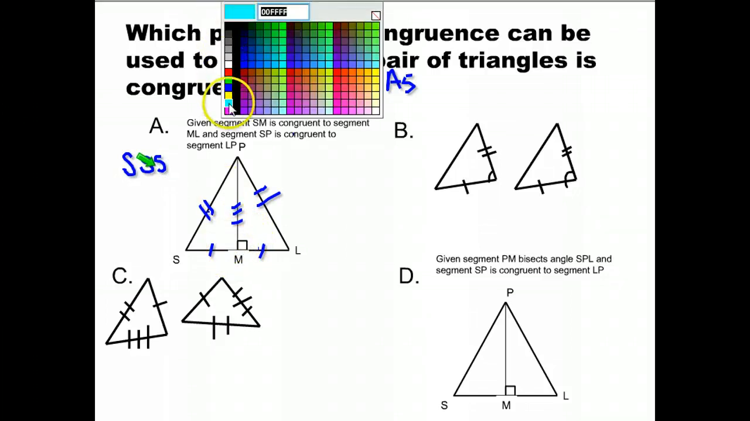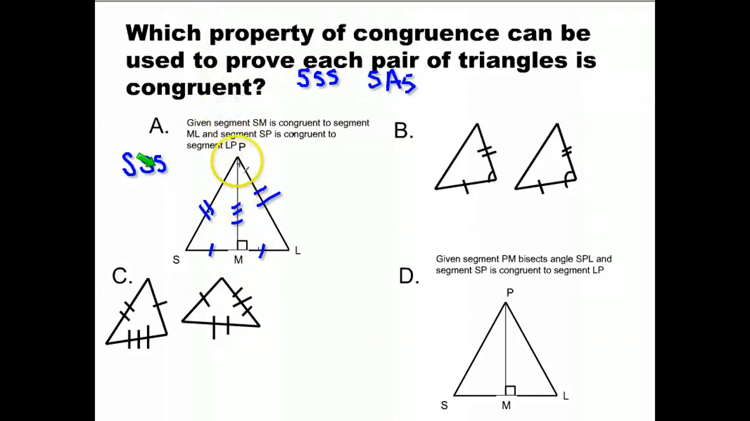Also, actually we have 2 things working for us this time. I have 2 sides of this triangle and a congruent angle between them, and 2 sides of this triangle and a congruent angle between them. So actually for these 2 triangles, SSS and SAS would both work to prove they're congruent.